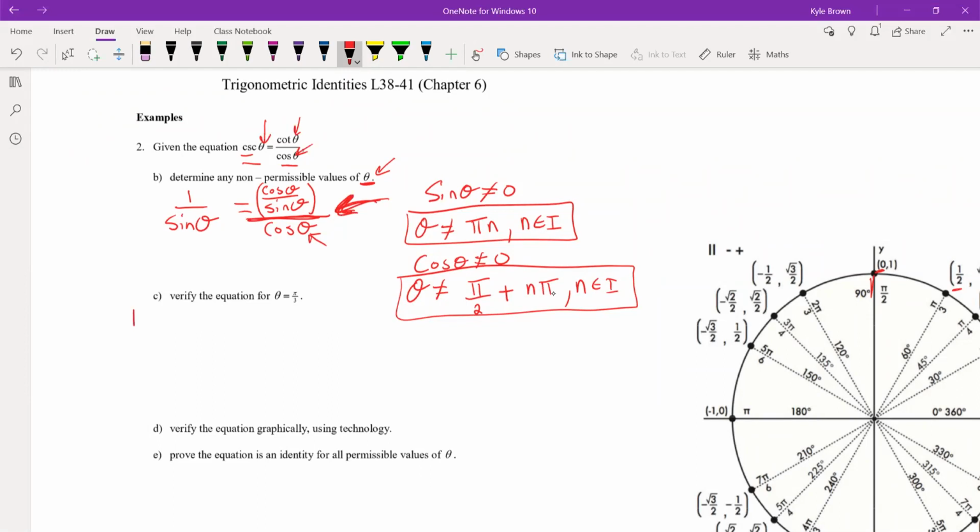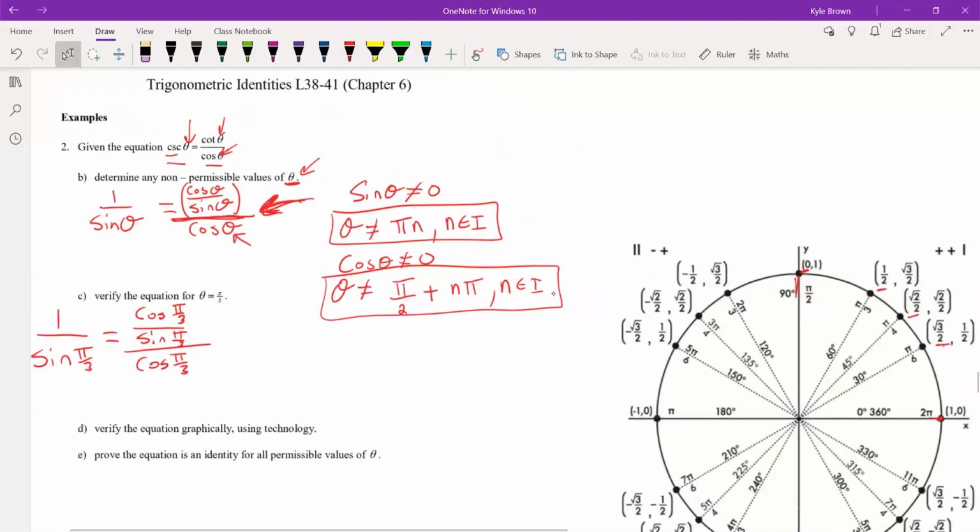So I'm going to say 1 over sine of pi over 3, and that's supposed to be equal to cos pi over 3 over sine pi over 3 over cos pi over 3. Now that looks super confusing, but put brackets around that again to kind of get your bearings. So now let's figure out what those are.